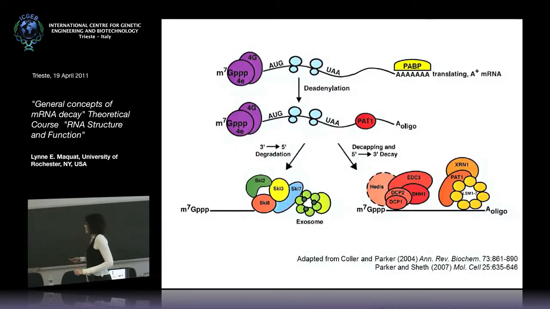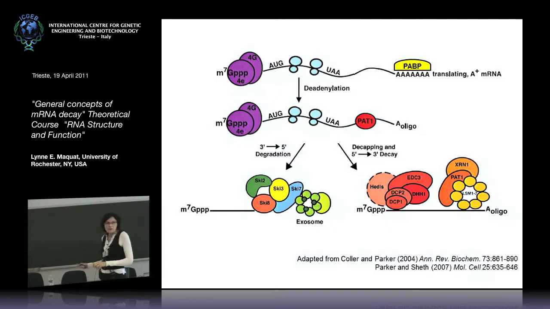Decay of mRNAs occurs on polysomes. I'm not going to talk about P-bodies, but I'm happy to answer any questions if you'd like. And as we already talked about, poly-A tails are deadenylated to an oligo A form.